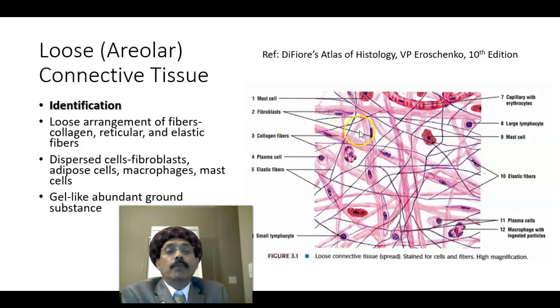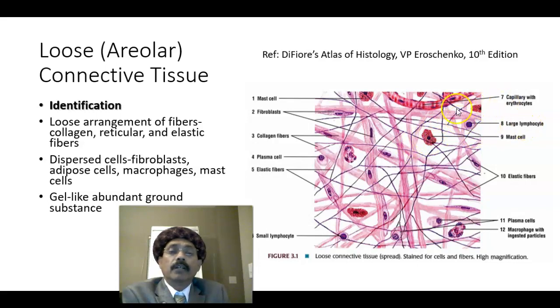Today I will discuss the histology of the loose areolar connective tissue. What are the identifying points? It is a connective tissue, so it should contain the connective tissue cells, fibers, and ground substance. So we look at that. These are arranged loosely. So we have cells, fibers, and the ground substance.